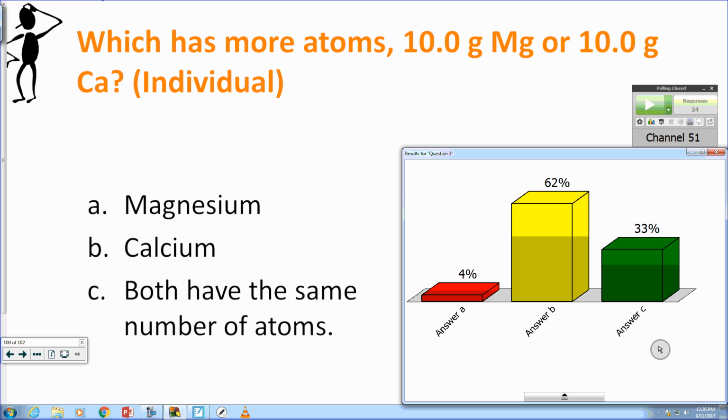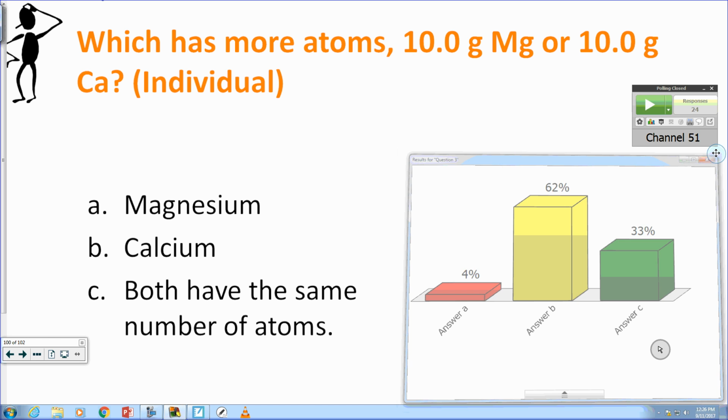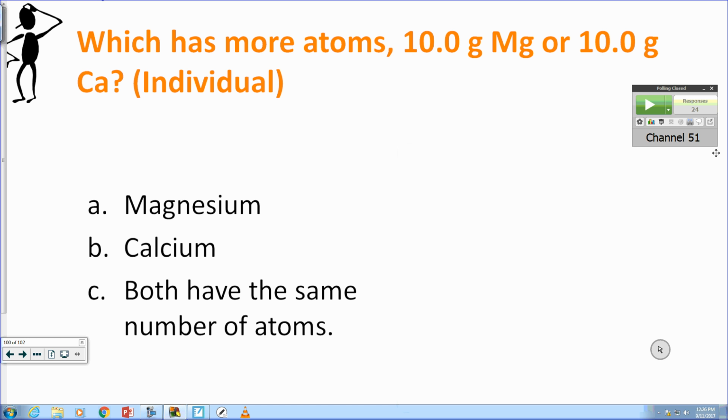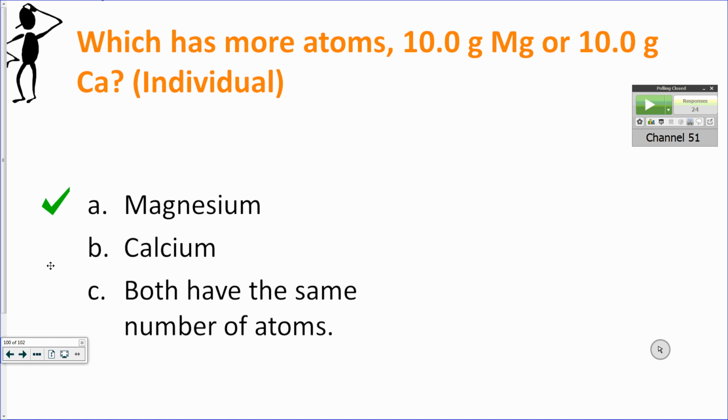Varied. Most of you said it was choice B, but a lot of you said they have the same number of atoms. All right, a third of you said that. Fewer of you put that one. So if I think about it, I've got 10 grams of this, and I've got 10 grams of this, and a calculator on the floor. So I take those two masses.